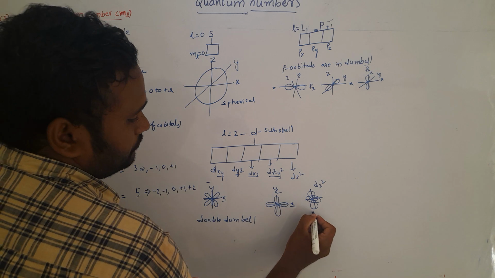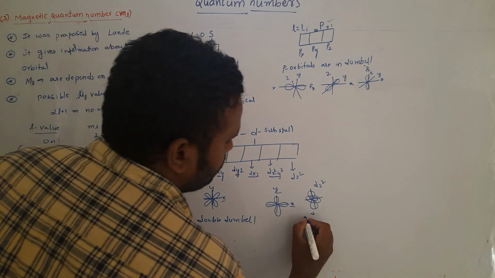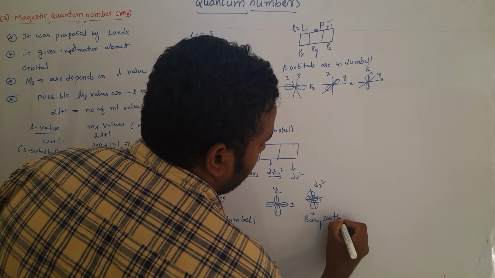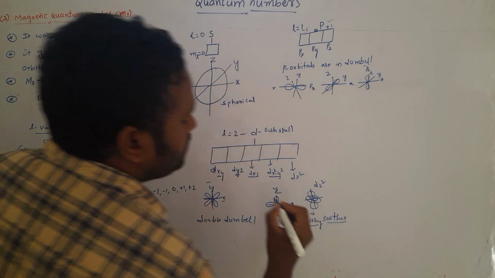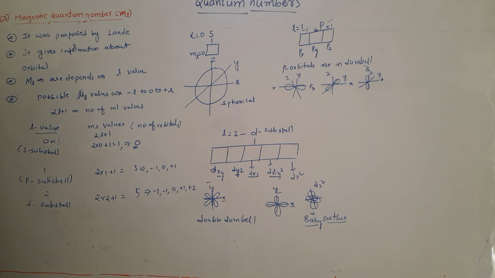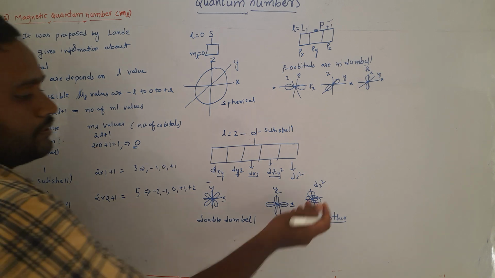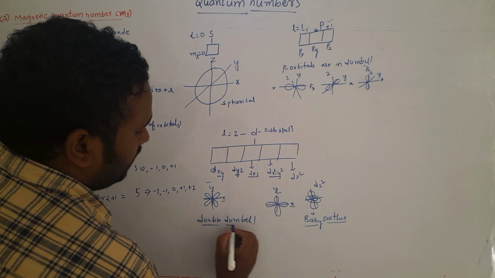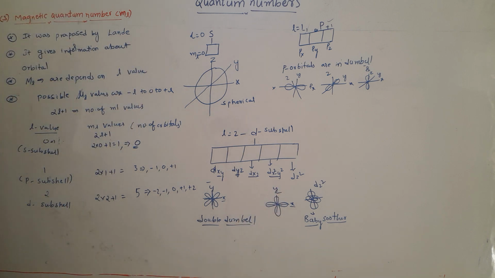It is also called the baby teat shape. Baby teat means the one we use to feed very small infants medicine or milk. So this is the baby teat shape, right? So overall, d orbitals have a dumbbell shape.